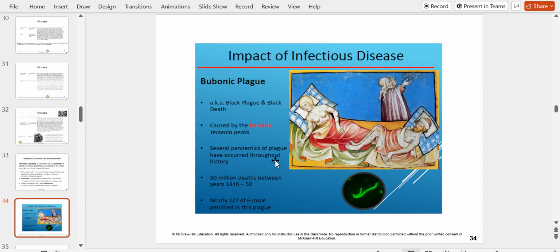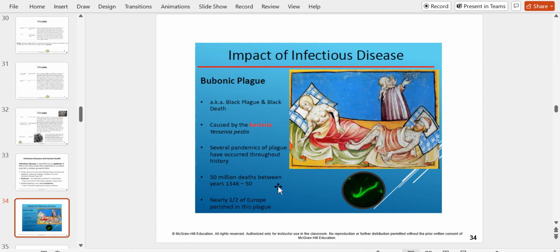It's caused by the bacterium Yersinia pestis. Apparently the rats got a bad deal. It wasn't even the rats, it was the fleas on the rats that were carrying this bug. Several pandemics of plague have occurred throughout history. An estimated 50 million deaths. Nearly half of Europe perished.